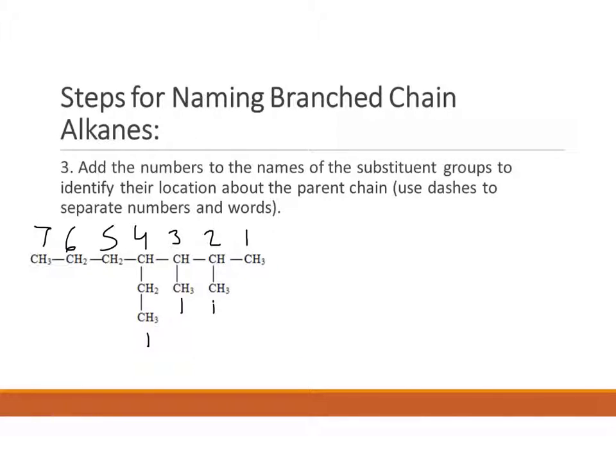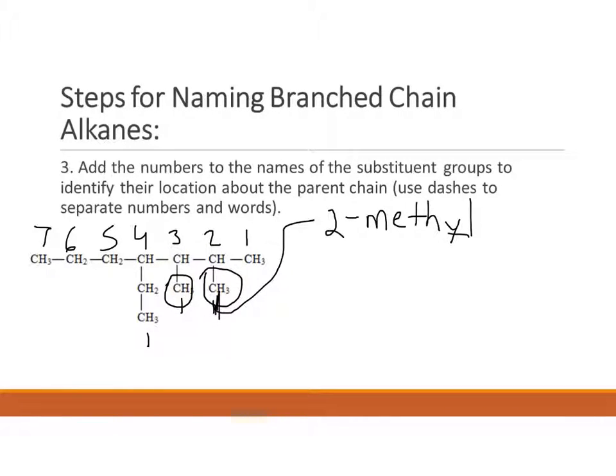So this first one here, the number is 2. We use a dash to separate the word, and we find the name of this branch here. So how many carbons are in the branch, and then find the prefix for that. So what is the prefix we use to name this branch here? Well, it has 1 carbon, and the prefix for 1 is meth. Then the suffix we use for a branch is -yl, so methyl.